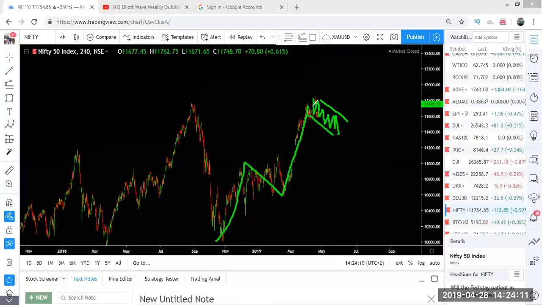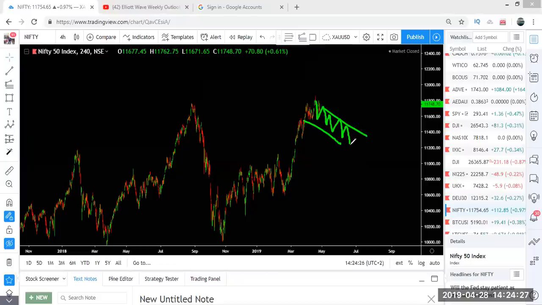Now we're simply looking for a continuation pattern here to push this one to the upside. Remember the principle: 1, 2, 3 up, 1, 2, 3 back, 1, 2, 3 up. So the same thing here, you've got 1, 2, 3 up, we're expecting 1, 2, 3 back.